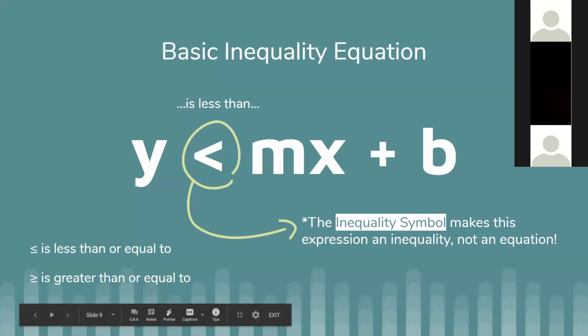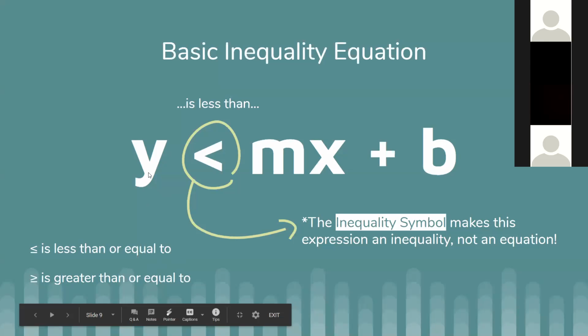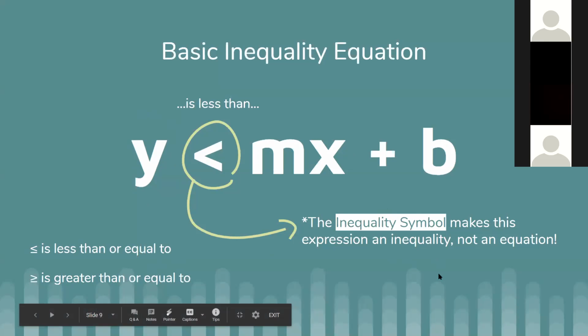Okay, so this is your basic inequality equation. So you have your y, which we also had in our slope-intercept form. So y is less than mx plus b. Your m is still your slope and your b is still your y-intercept. And the inequality symbol is really important because that's what makes this expression an inequality and not an equation.